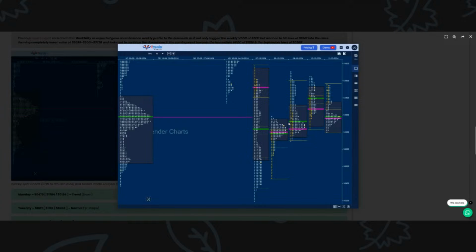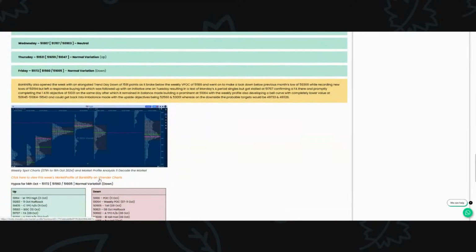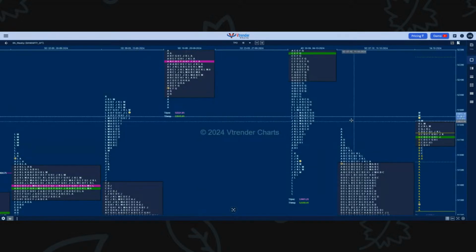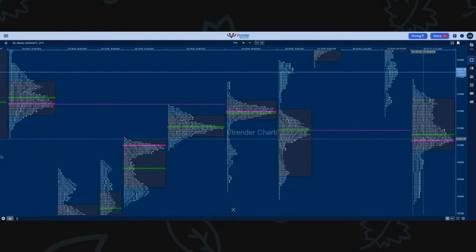So what we did in Bank Nifty was we formed a nice balance profile on the weekly. You can see the value area has been overlapping on all 5 days of the week. So the weekly profile is a nice composite with a very prominent POC at 51064. And we had closed above this POC.